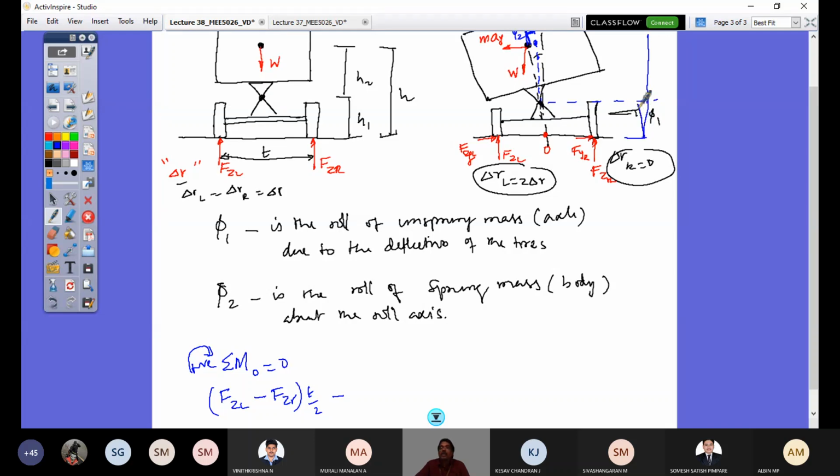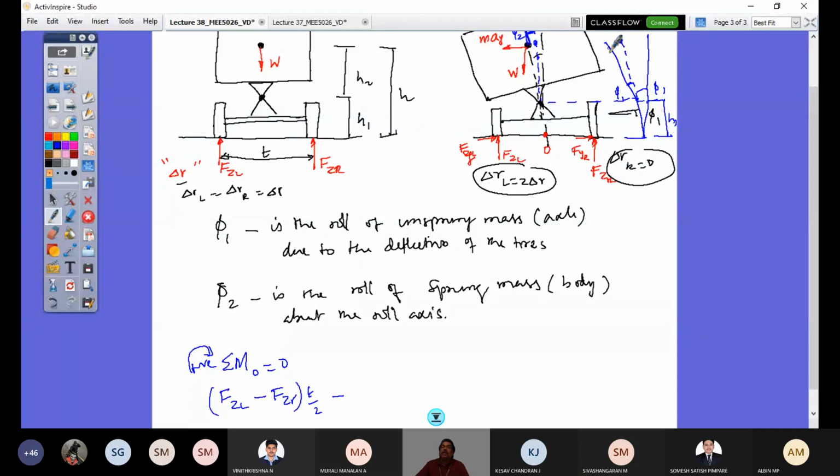And let me extend that line further like this. And then from here there is a roll, so let me extend that here like this. That's what has happened. So there is an angle phi 1, that's this angle. This angle is phi 1, and this angle is phi 2. And this height here is h1, and this height from here to here is now h2.